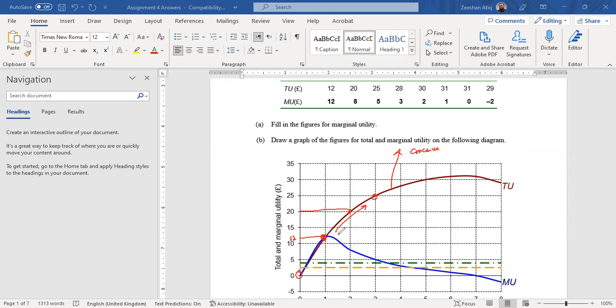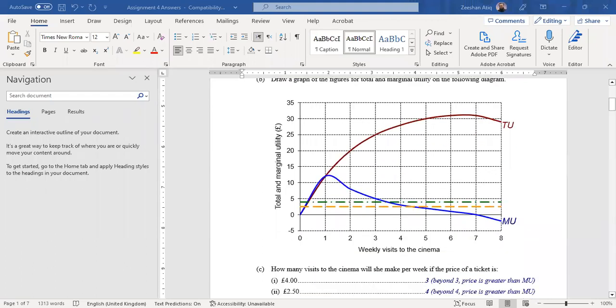And for every consecutive unit, you can see that this curve is falling. Again, this is representing the law of diminishing marginal utility, which states that the consecutive consumption of a unit diminishes your marginal utility over time. And at points, it becomes negative. And this negative happens when your consumption becomes too excessive.